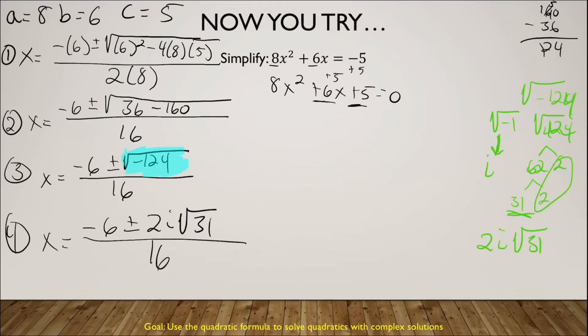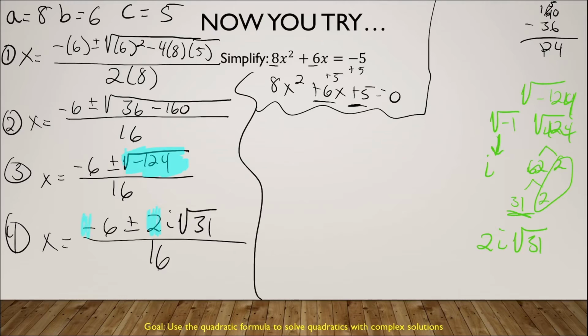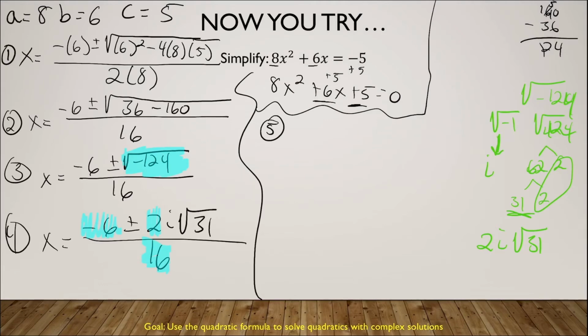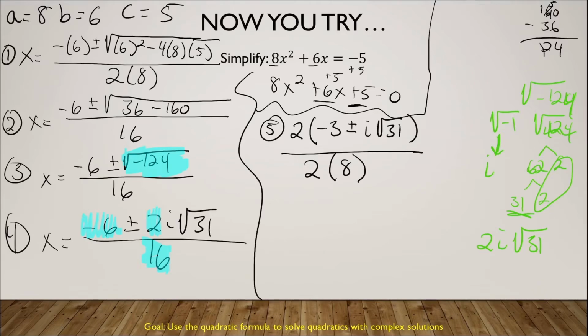Now we're not quite done because I can technically simplify this a little bit more. Notice here I have a 2, a negative 6, and a 16. So what I can do is factor out a 2 from everything. I'm going to take a 2 out. That gives me negative 3 plus or minus i square root of 31, and then down below I can say 2 times 8.